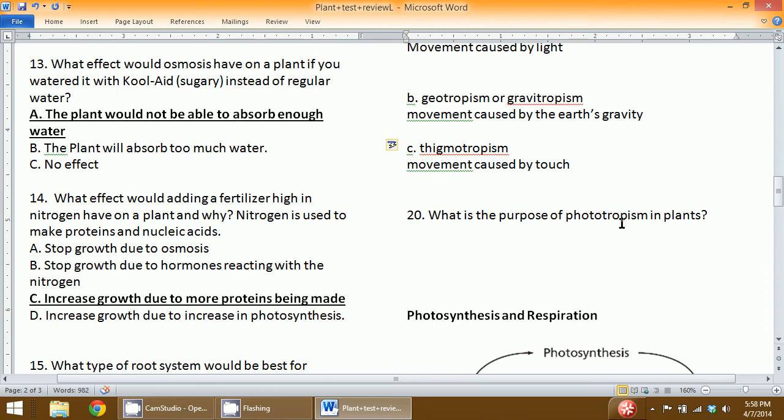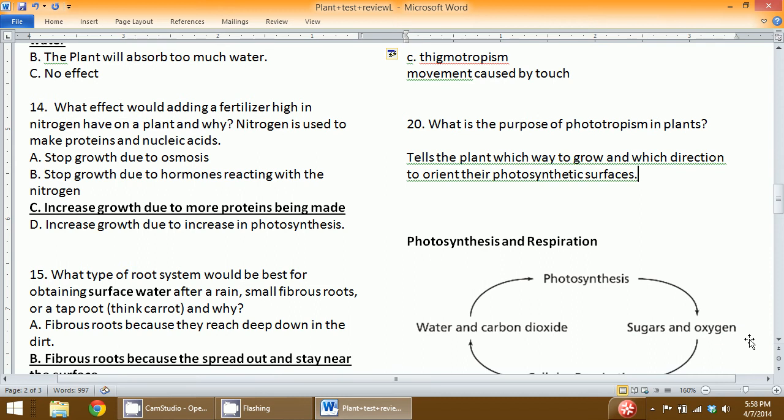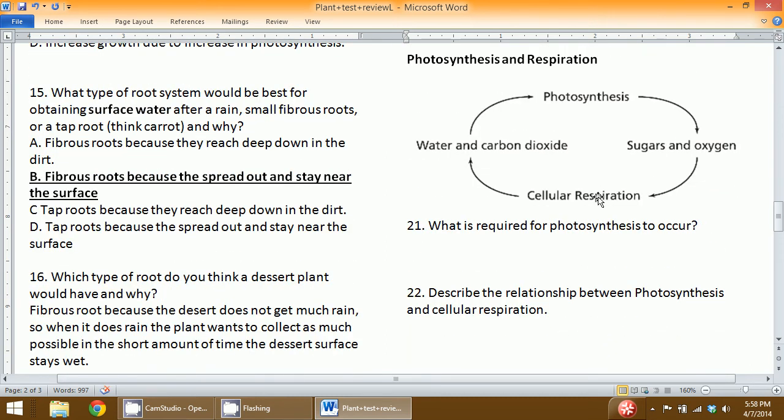So what is the purpose of phototropism in plants? Well, if you need to face the sun, or you need to grow upwards towards where the light is, phototropism is a great thing to do. So it tells the plant which way to grow and which direction to orient their photosynthetic surfaces. Ooh, that sounds very fancy, but it's really not. It's pretty simple words, besides photosynthetic, but hopefully by now that's not a difficult word for you.